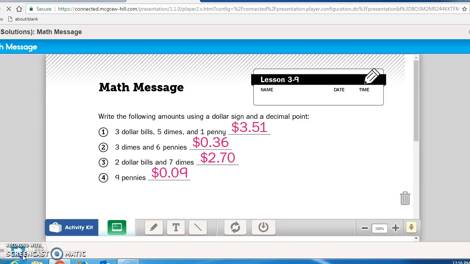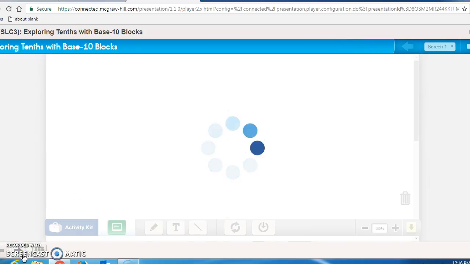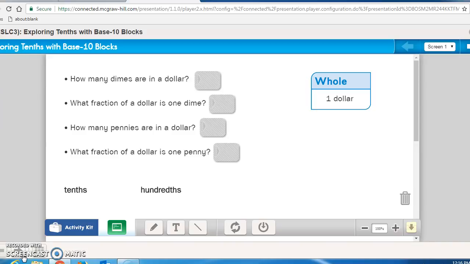Here are your answers once again, the work that we just completed. So, how many dimes are in a dollar? You should know there are 10 dimes in a dollar. So what fraction of a dollar is 1 dime? Well, if you have 1 out of 10, you'll have 1/10.